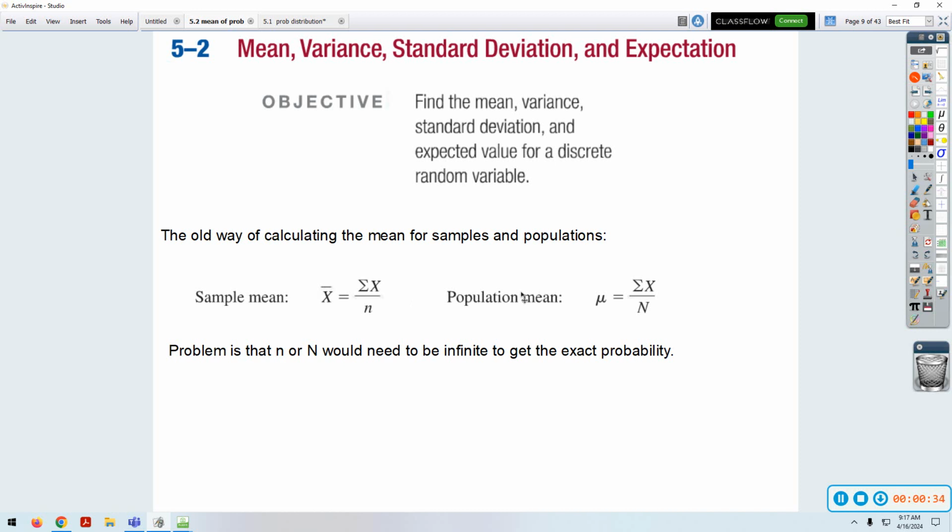We are dealing with a population now, not just samples anymore, because for a probability distribution, we're dealing with 100% of the experiment or the population or the data. So therefore, we're dealing with everything, not just a small sample. So it is a population. We'll be using mu instead of x bar.